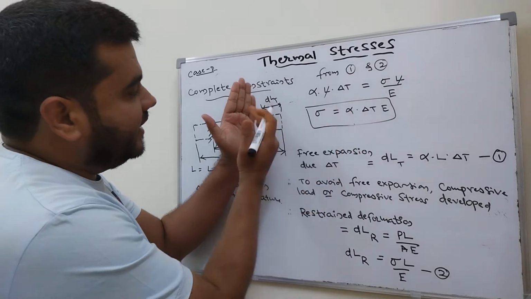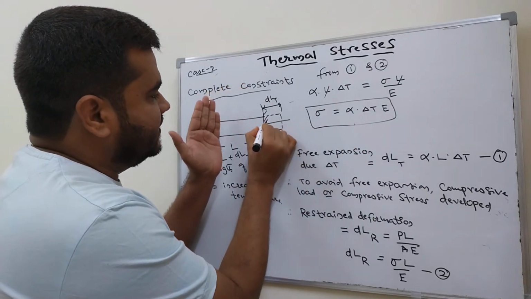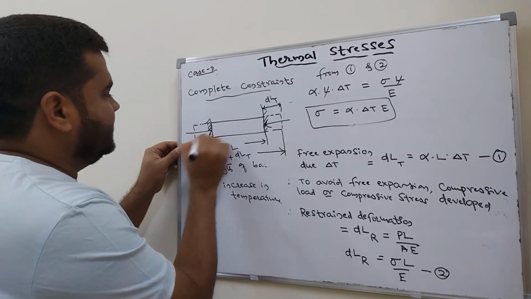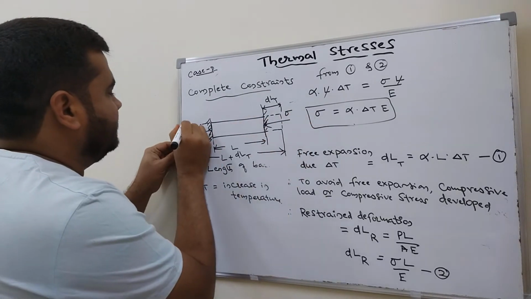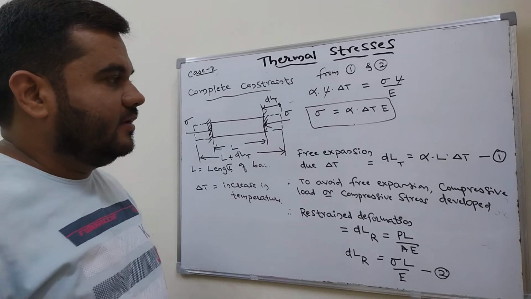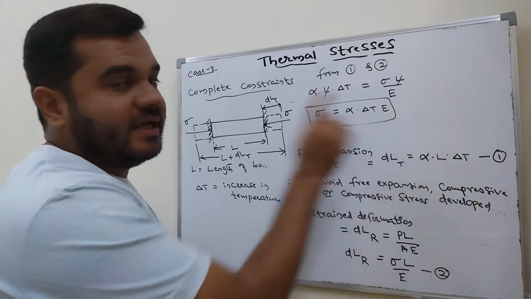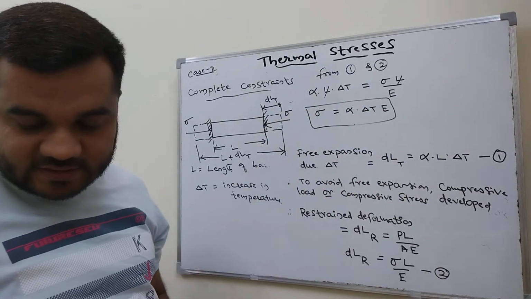The compressive stress is here like this, and this is here. This is sigma and this is sigma. This is compressive stress. Alpha as usual, change in temperature as usual, and instead of length it will be Young's modulus. That is the stress here.